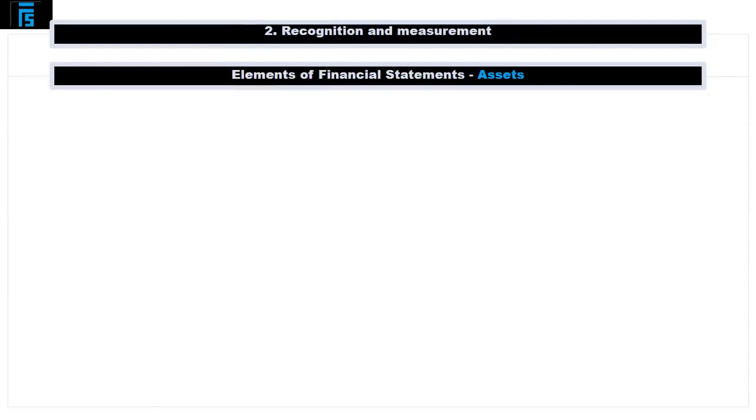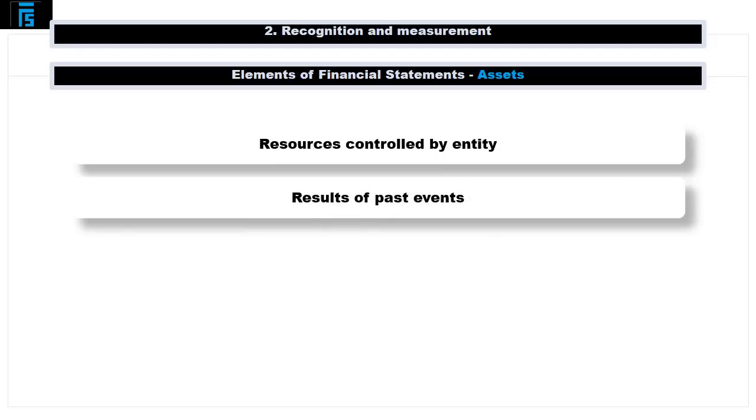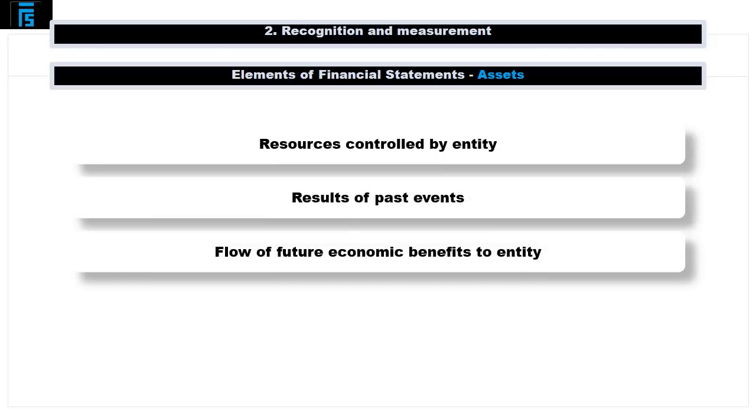Let's make a start on the formal introduction of the 5 financial statements elements. First up are assets, which the IFRS conceptual framework defines as resources controlled by the entity as a result of past events, from which future economic benefits are expected to flow to the entity. As you can see, assets are identified by reference to 3 crucial features, which we will now discuss one by one.